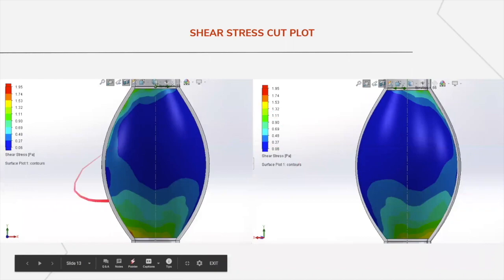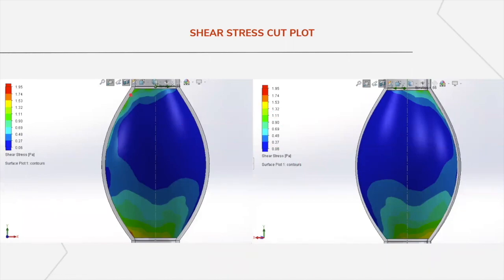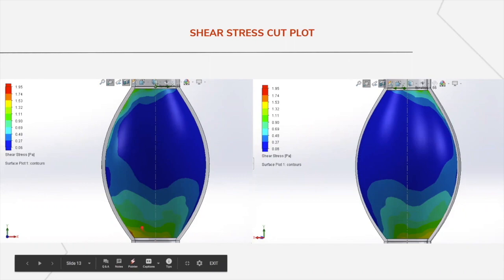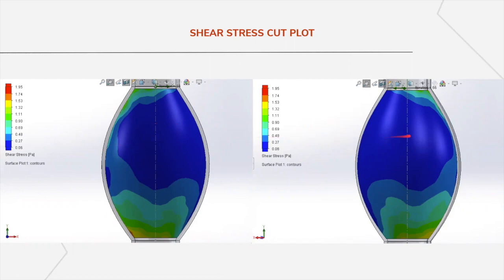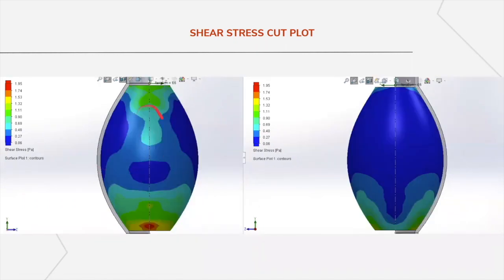Next, we see the shear stress cut plot, and here we see that the shear stress is distributed with higher shear stress at the beginning and end of the aortic aneurysm, and less shear stress in the middle walls of the aortic aneurysm. And this is because of the blood flow pattern that we will see in the next slide.